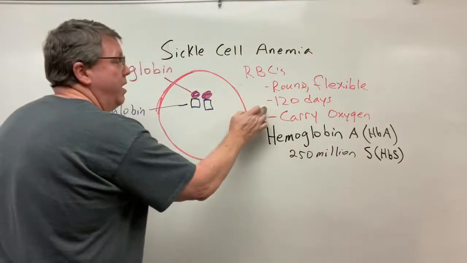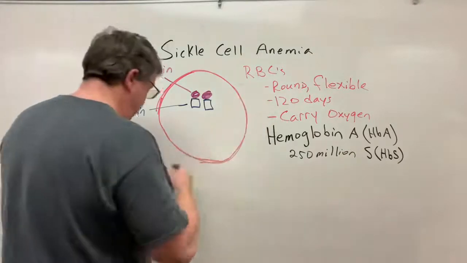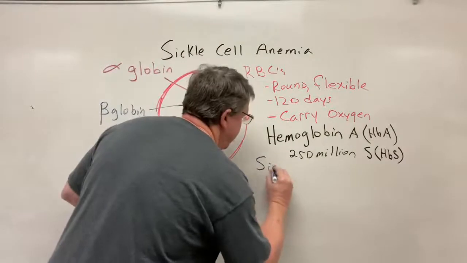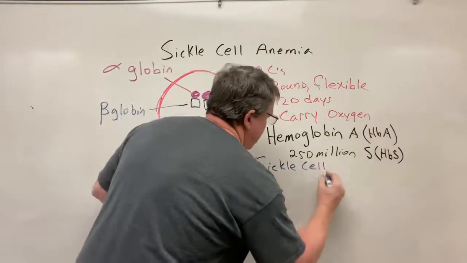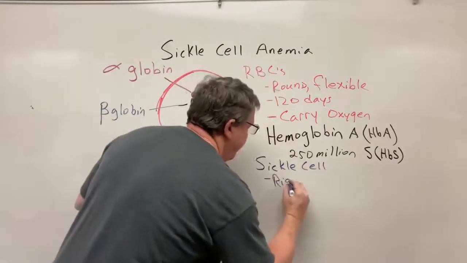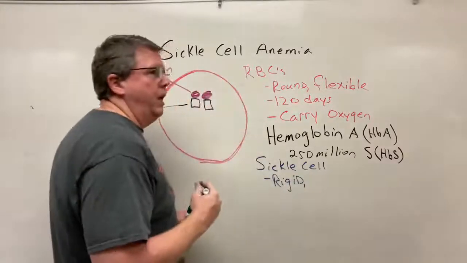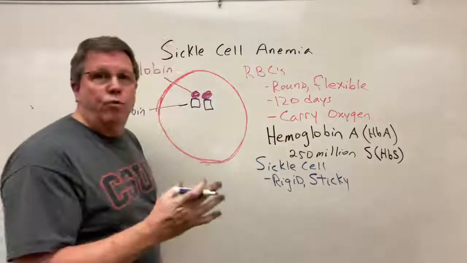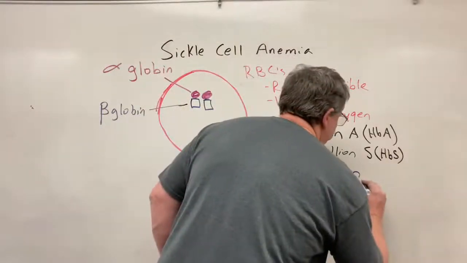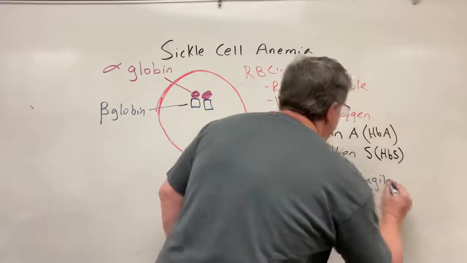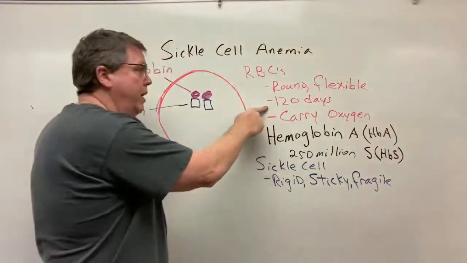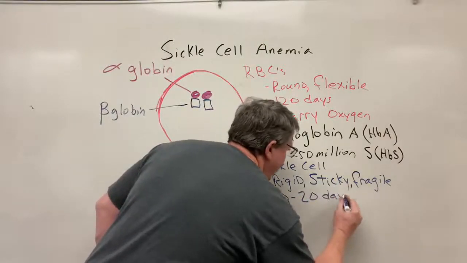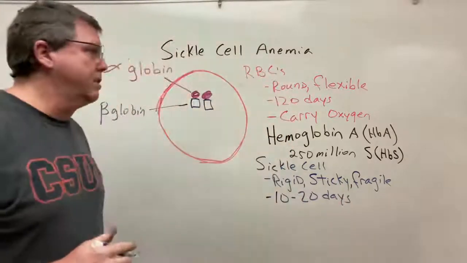We said a normal cell is round and flexible. This is going to be my sickle cell. It is going to be rigid. It's going to be sticky. It's going to be fragile, and these are going to break very easily. If you recall, we said normal red blood cells live 120 days. These live about 10 to 20 days, and we're going to see why that's a problem in just a few minutes.